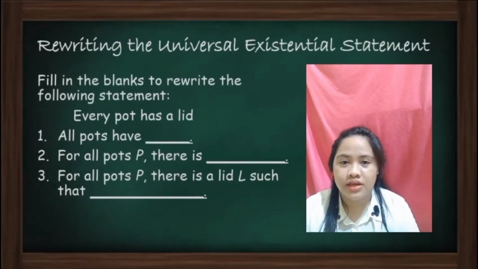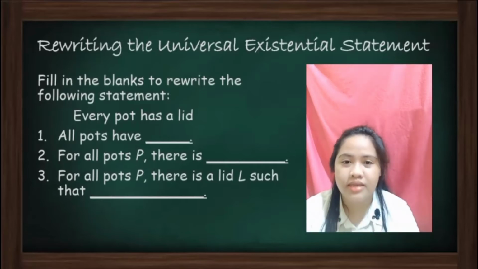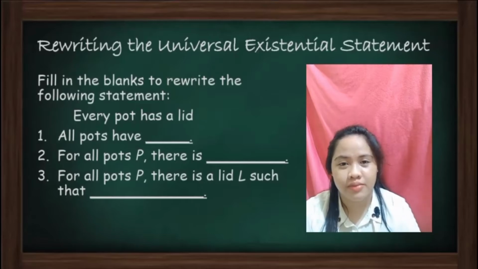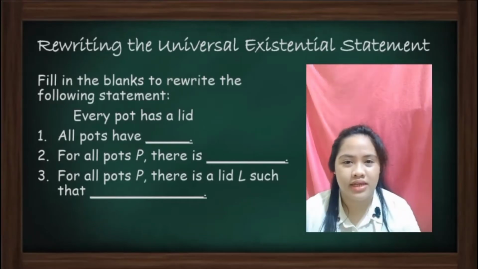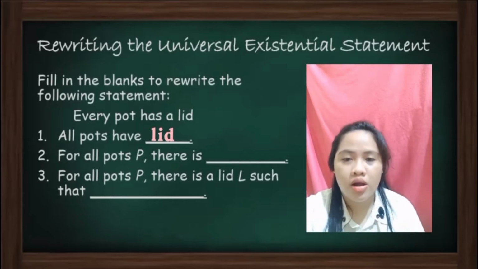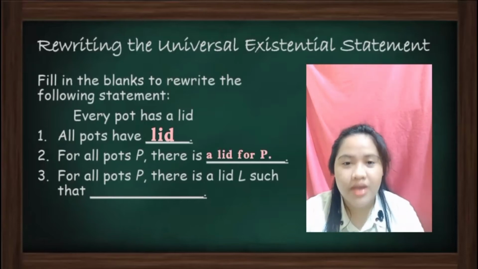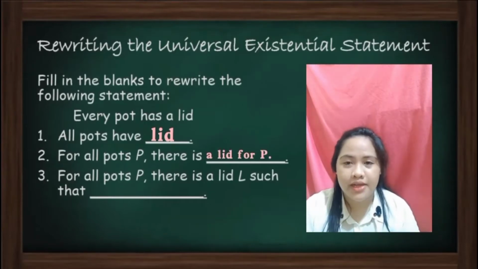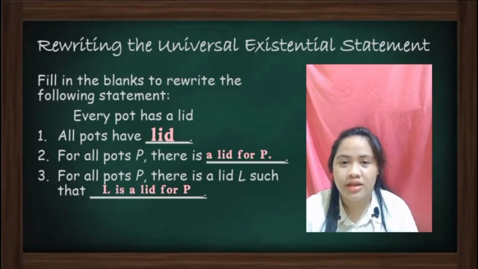Rewriting universal existential statements. Here are several ways of writing universal existential statements. The statement is: every path has a lead. The first way of rewriting the statement is: all paths have a lead. The second is: for all paths P, there is a lead for P. The third is: for all paths P, there is a lead L such that L is a lead for P.